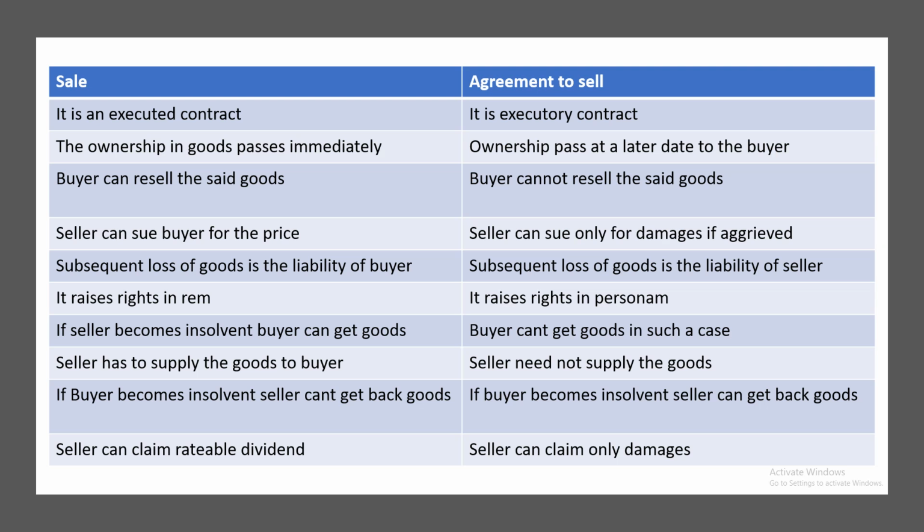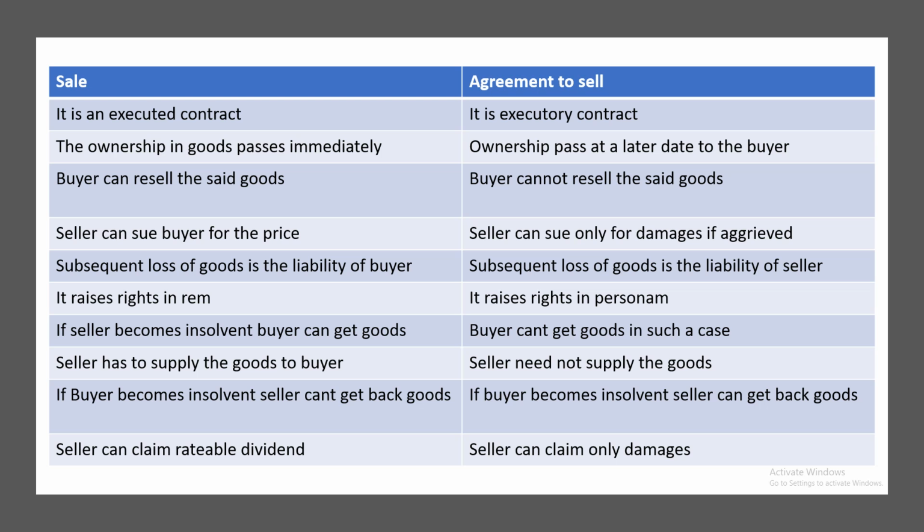Next one. Buyer can resell the goods in case of sale immediately, whereas buyer cannot resell the goods in case of agreement to sell unless he becomes the owner. Next one. Seller can sue the buyer for the price in case of sale immediately, whereas seller can sue only for damages if the buyer fails to pay in case of agreement to sell.